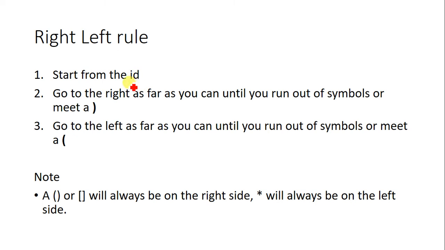So you usually start with the name of the variable, which is the ID, and then you follow the right-left rule, which means you go to the right as far as you can until you either run out of symbols or you meet a closing bracket. This is from the ID.